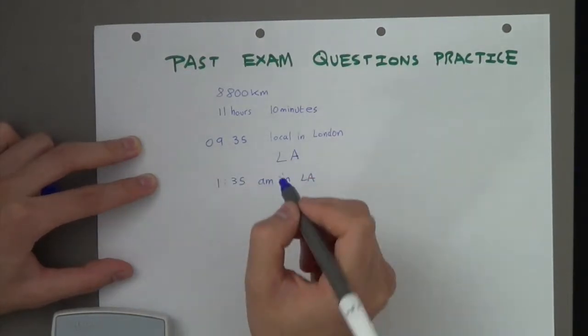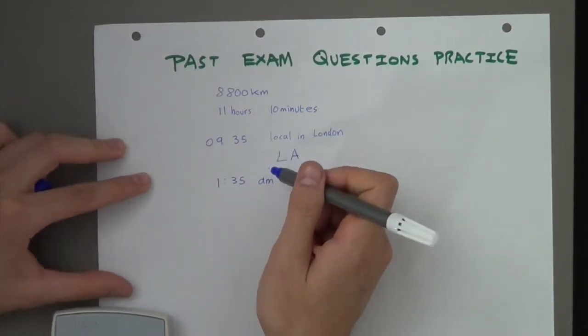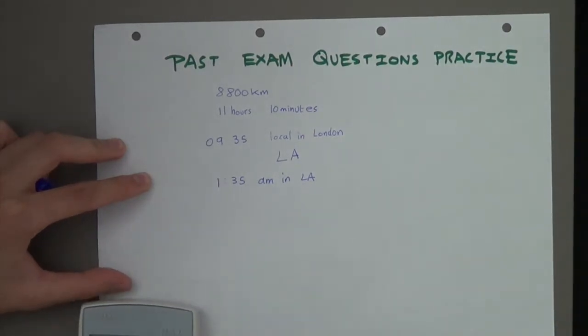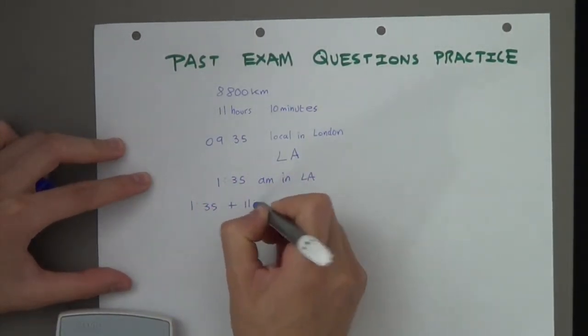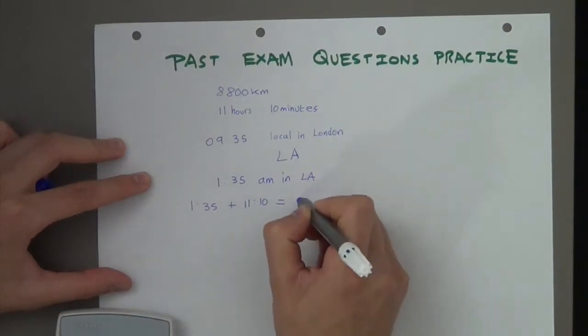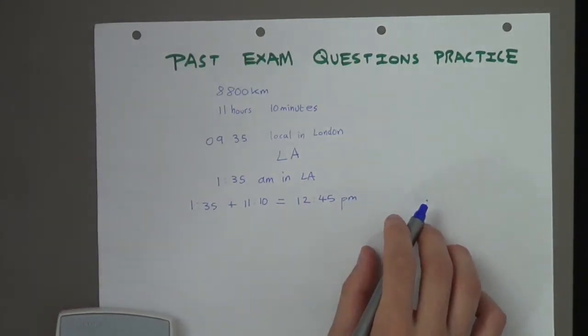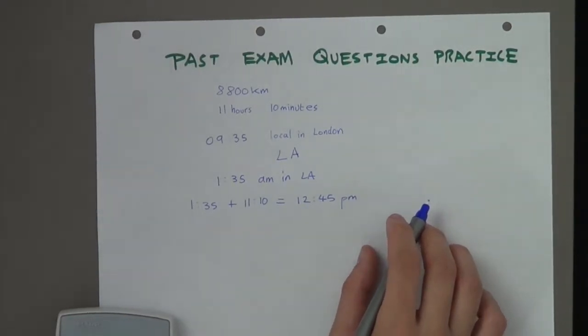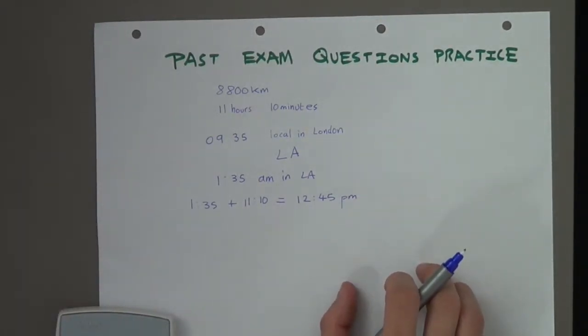in LA when he leaves the airport, and it takes 11 hours and 10 minutes. So basically I'm going to add to my 1:35 11 hours 10 minutes, which will give me 12:45 p.m. Okay, so it says calculate the local time when the plane arrives in Los Angeles. So he arrives in LA at 12:45 p.m.